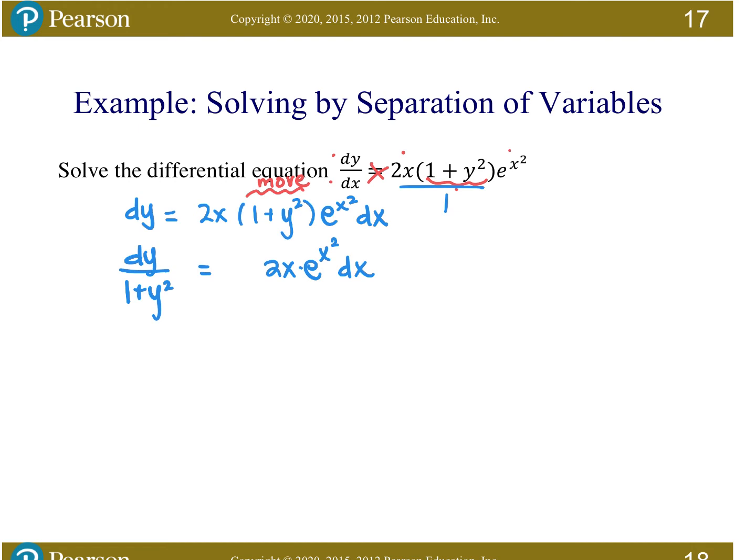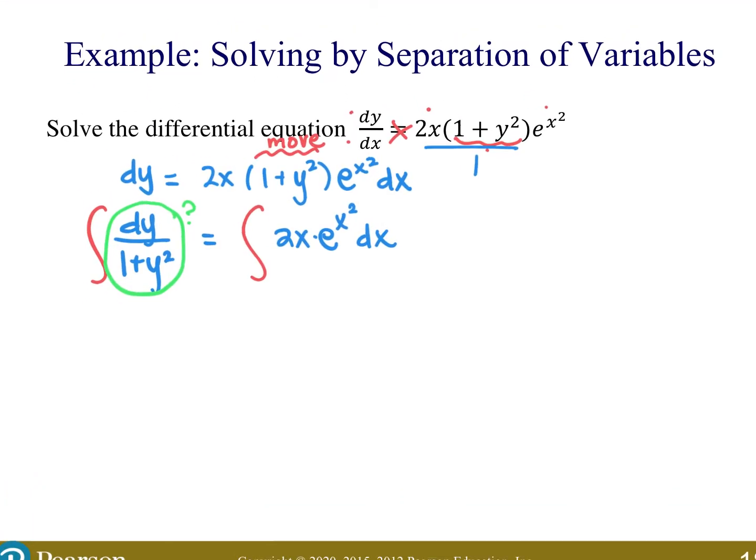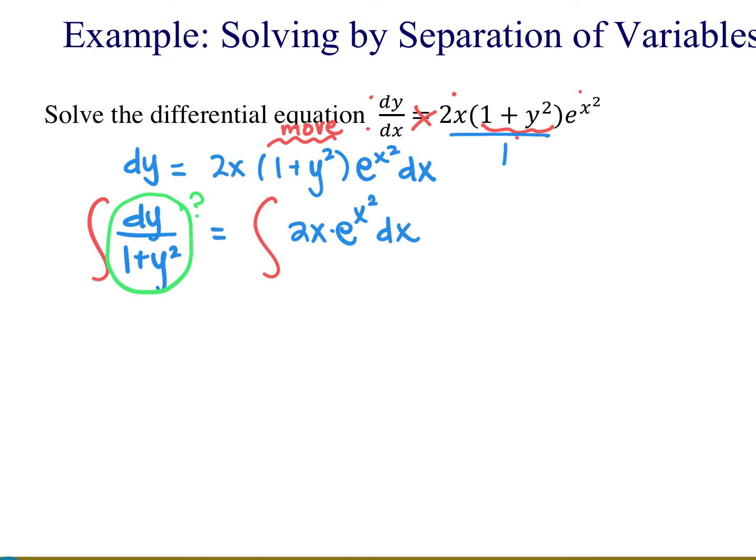That's the separate part. Now I'm going to try integrate. So I'm going to put an integral on both sides. Now, can I integrate them? So let's look at this. Is it possible to integrate this? Well, this is one of the simple integrals that I hope you haven't forgotten about. This is an inverse trig integral. 1 plus y squared is the inverse of tangent. So this turns into tangent inverse of y plus constant number 1.